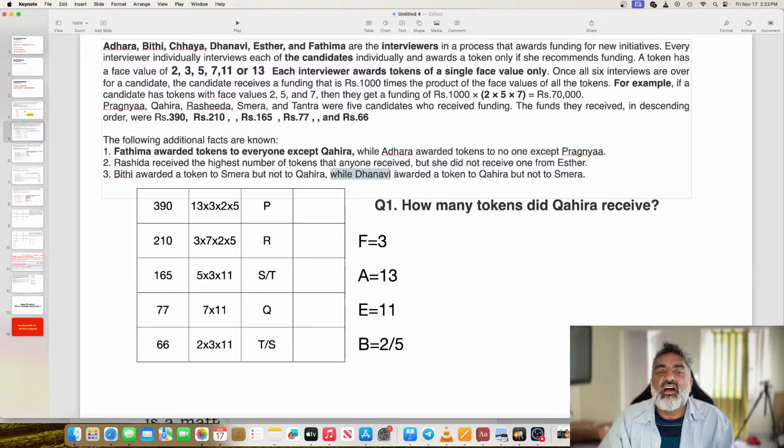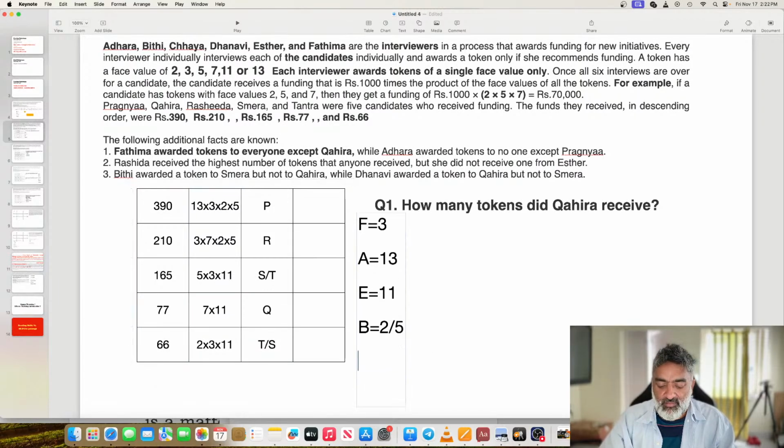While Dhanvi awarded a token to Kahira but not to Smera. If I look at Kahira, Kahira has got an 11, which is from Esther. That means the 7 must be from Dhanvi because Dhanvi has given a token to Kahira. So this tells me that Dhanavi is equal to 7. So I figured out everything that I could figure out from the rules given.